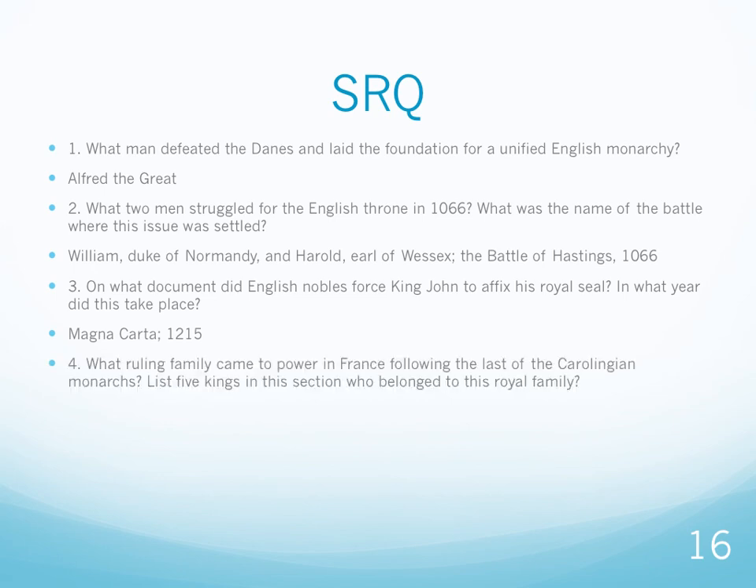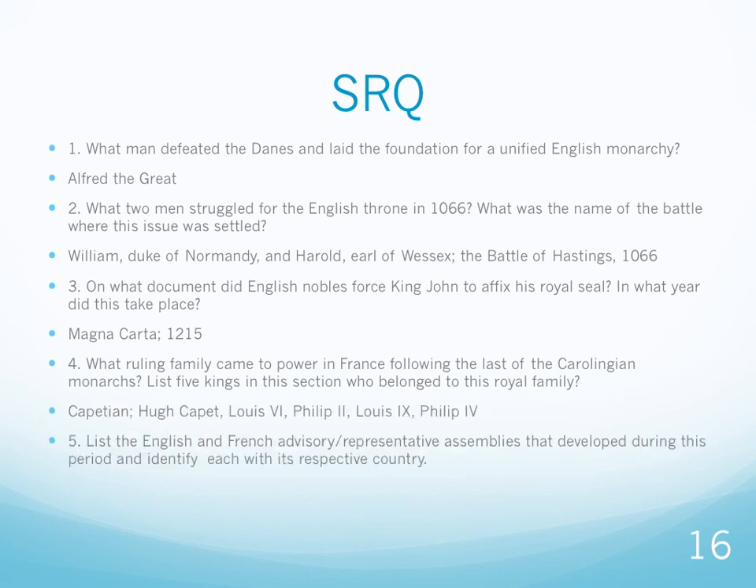What ruling family came to power in France following the last of the Carolingian monarchs? List 5 kings in this section who belong to this royal family. And 5, list the English and the French advisory representative assemblies that developed during this period and identify each with its respective country.